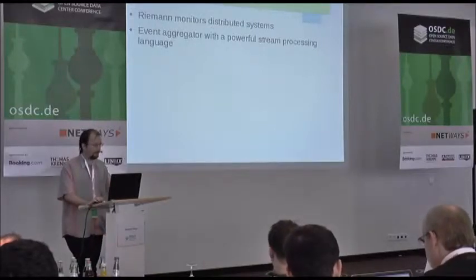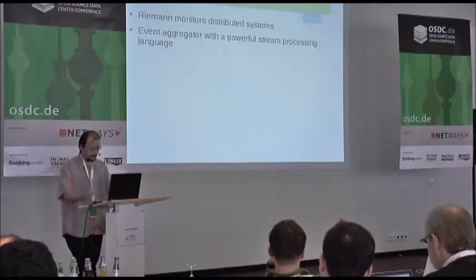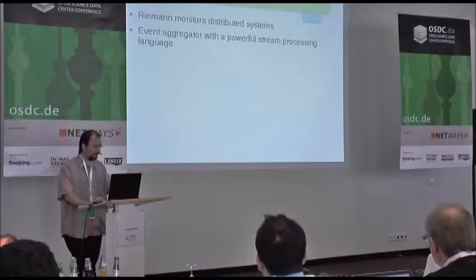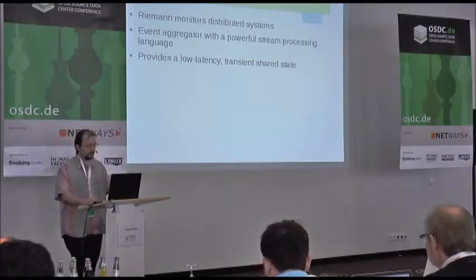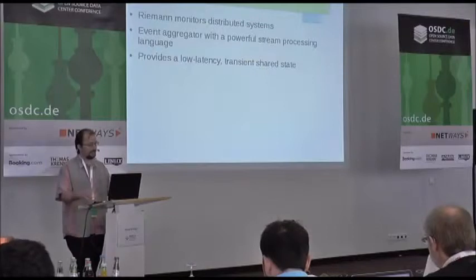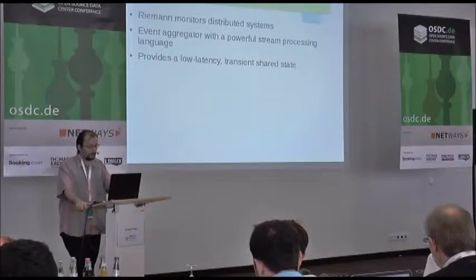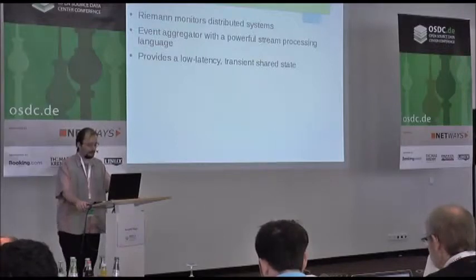So it's much, much more than a collector, and you have a whole language with which you can do very interesting stuff with your data. This language, by the way, is called Clojure, which is a Lisp language built on the Java virtual machine. It provides a low latency transient shared state. So it pretty much means you have an index which you can query from outside, which holds the actual state of the data you sent in and which you aggregated.